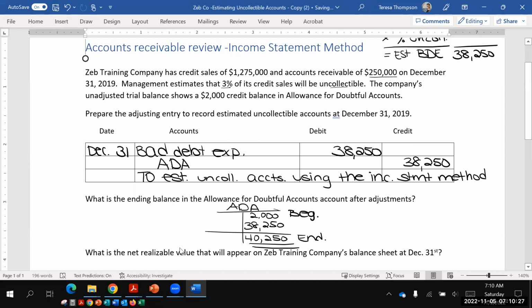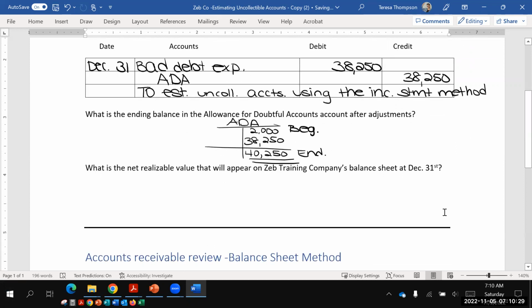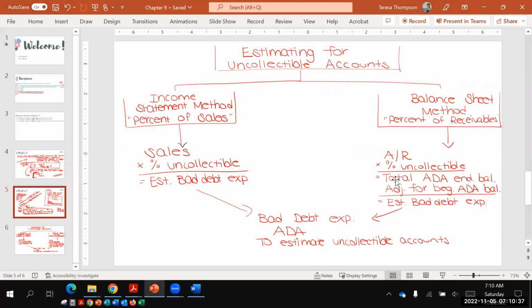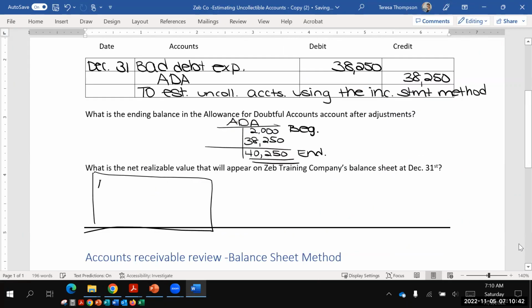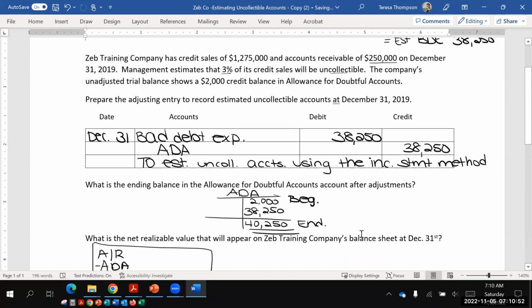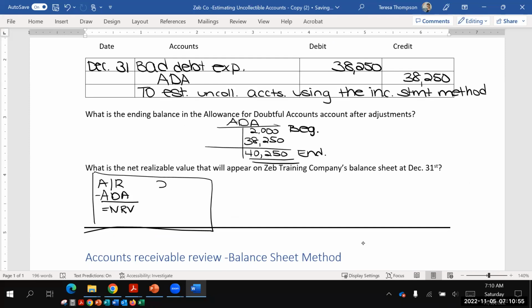All right, and then what is the net realizable value? We remember the formula for net realizable value from our lecture video. Let's see if I can refresh our memory. There it is. Okay, so AR less ADA. AR less ADA gives us our net realizable value. Your AR should be given there at the top, 250. We, of course, just calculated our ending ADA balance.